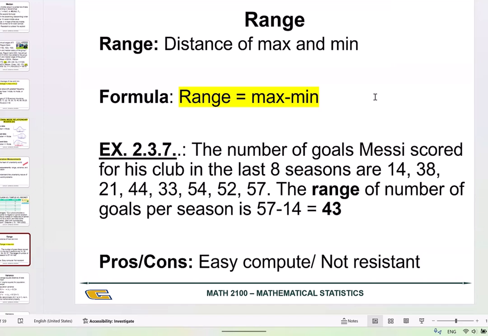And this one is the example: the number of goals Messi scored for his club in the last 8 seasons. You can get the range, right? 57 subtract 40. So the pro is that it's easy to compute, you just need 2 numbers, but it's not resistant for sure, because if you have an outlier, then you pretty much destroy the range.